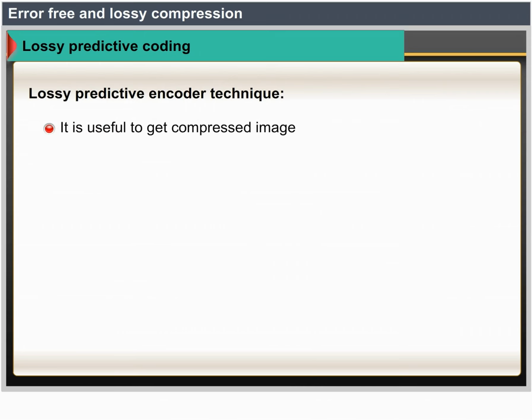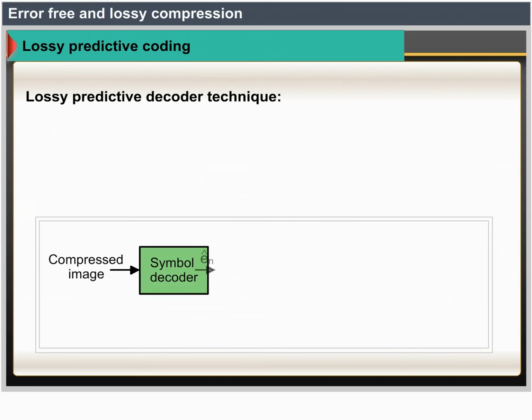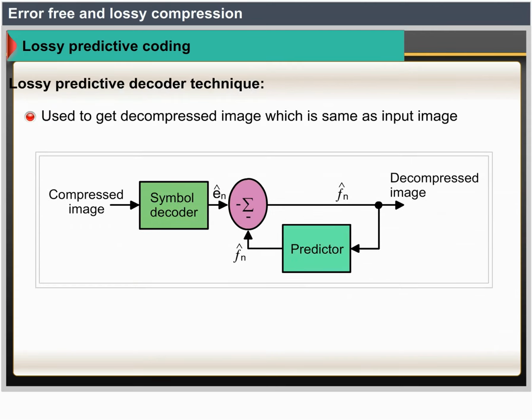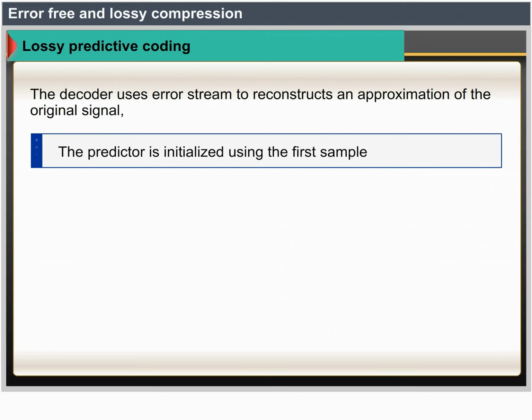The related block diagram can now be seen. Lossy predictive decoder technique is used to get the decompressed image, which is the same as the input image, as depicted in the block diagram. The decoder uses the error stream to reconstruct an approximation of the original signal. 1. The predictor is initialized using the first sample. 2. The received error is added to the predictor result.